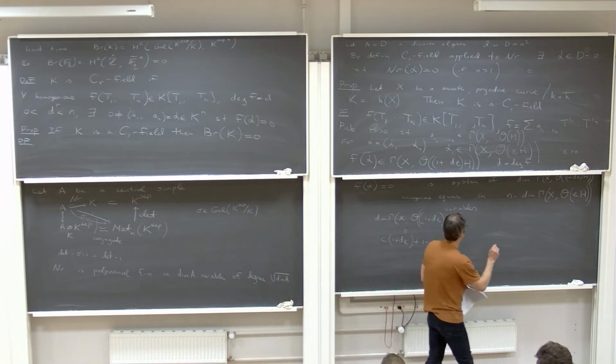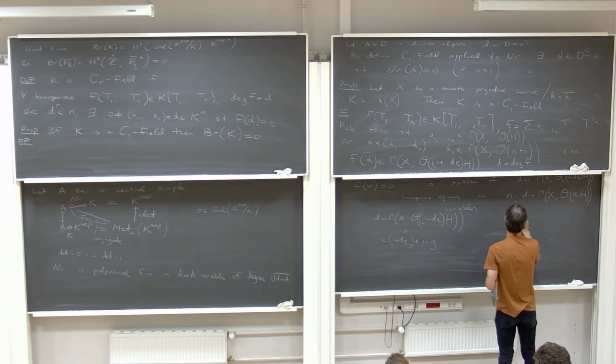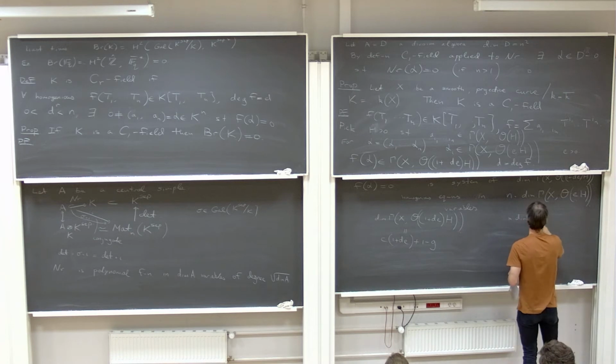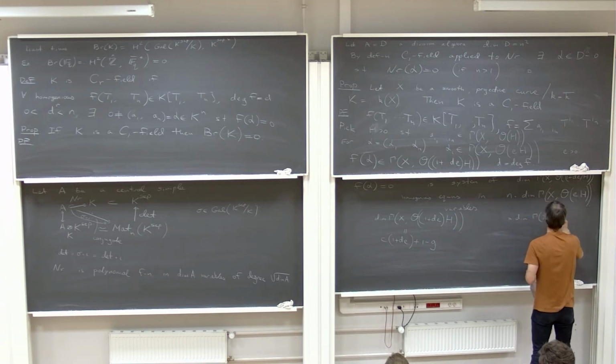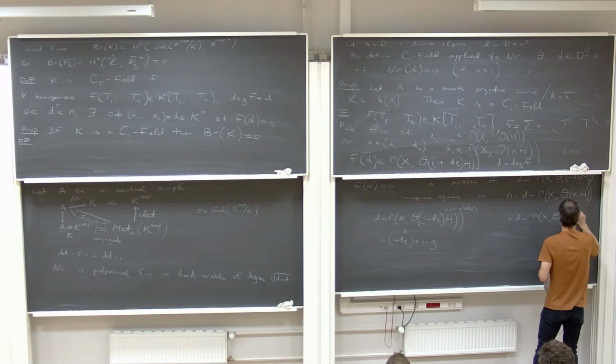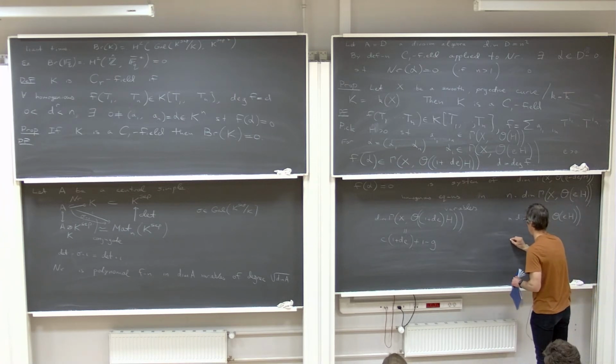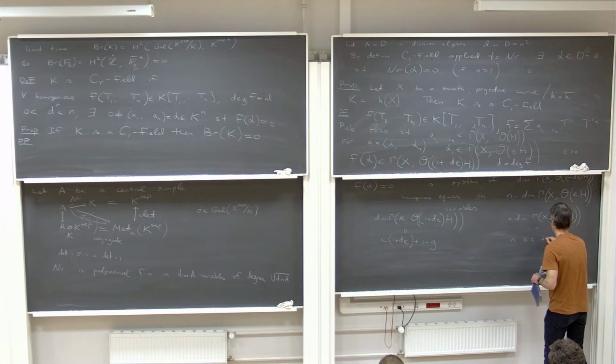And this number is n times the dimension of this guy, of EH. By the same reason, it's equal to n times E times C, that's the degree, plus 1 minus g.